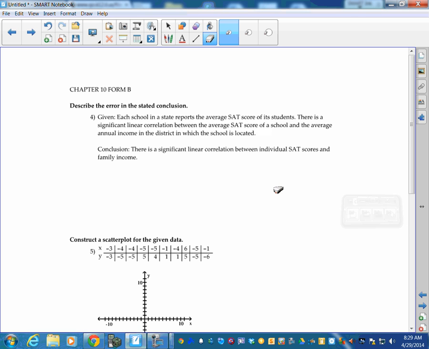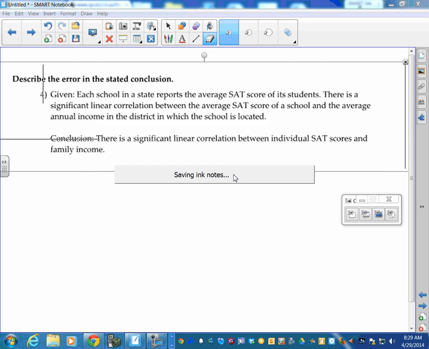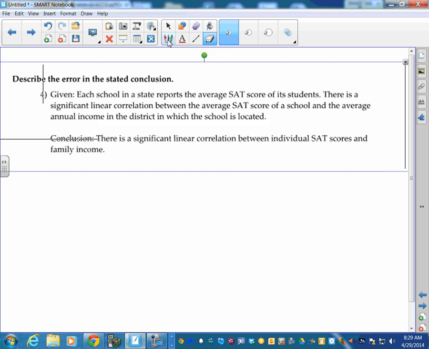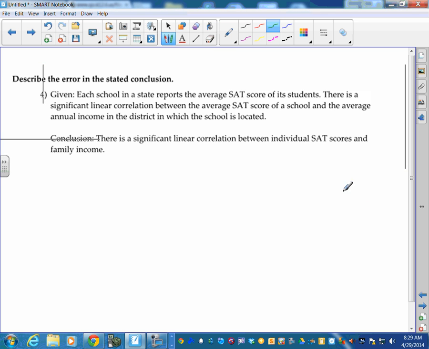All right, here we go. Describe the error in the stated conclusion. Given, each school in the state reports the average SAT score of its students. There is a significant linear correlation between the average SAT score of a school and the average annual income in the district in which the school is located. So they're saying if you graph out income versus SAT, there is a correlation. Conclusion, there's a significant linear correlation between SAT scores and family income. What's the error?